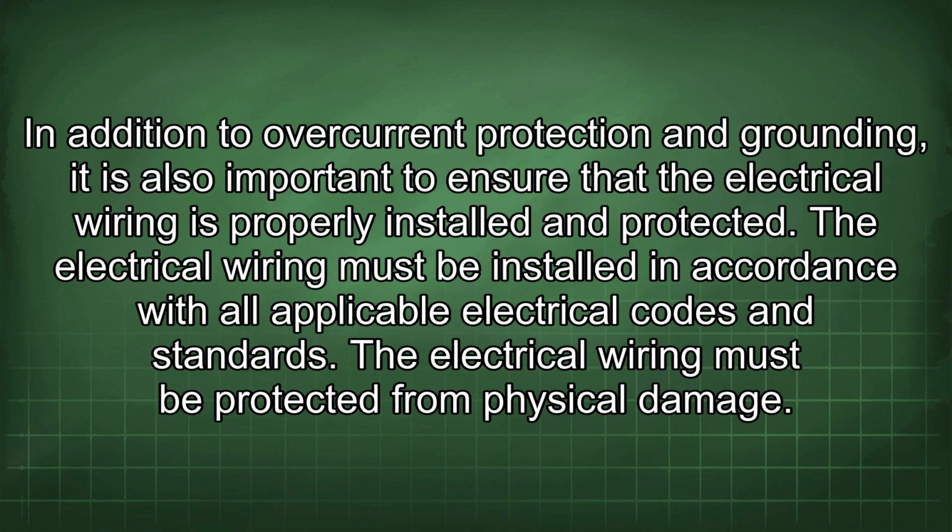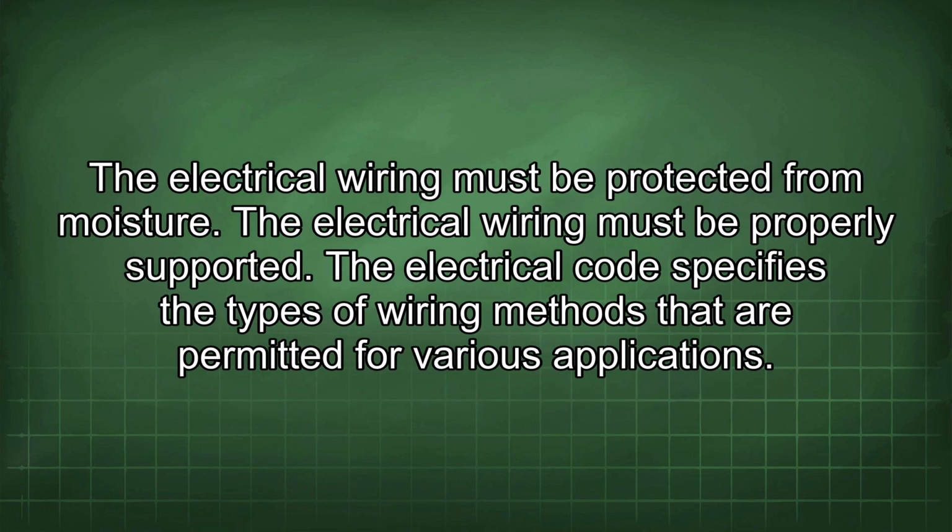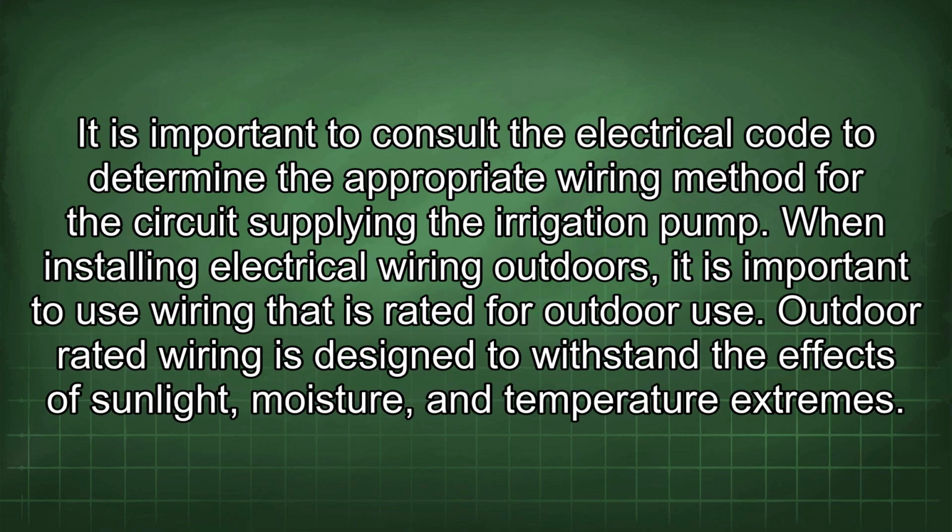In addition to overcurrent protection and grounding, it is also important to ensure that the electrical wiring is properly installed and protected. The electrical wiring must be installed in accordance with all applicable electrical codes and standards. The electrical wiring must be protected from physical damage. The electrical wiring must be protected from moisture. The electrical wiring must be properly supported. The electrical code specifies the types of wiring methods that are permitted for various applications. It is important to consult the electrical code to determine the appropriate wiring method for the circuit supplying the irrigation pump.